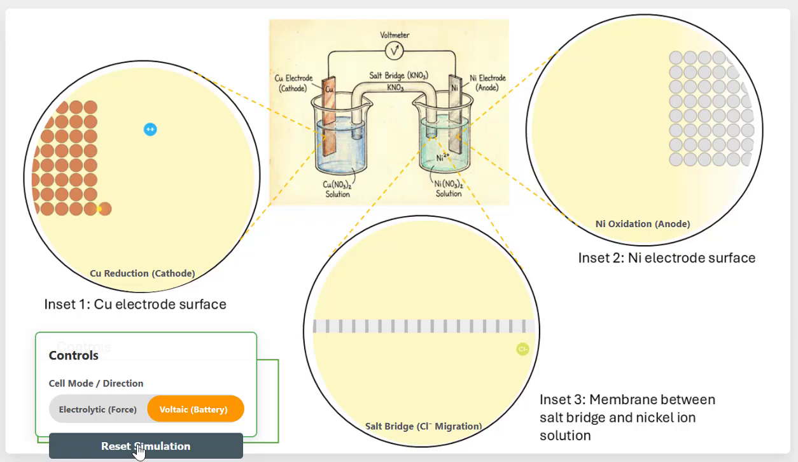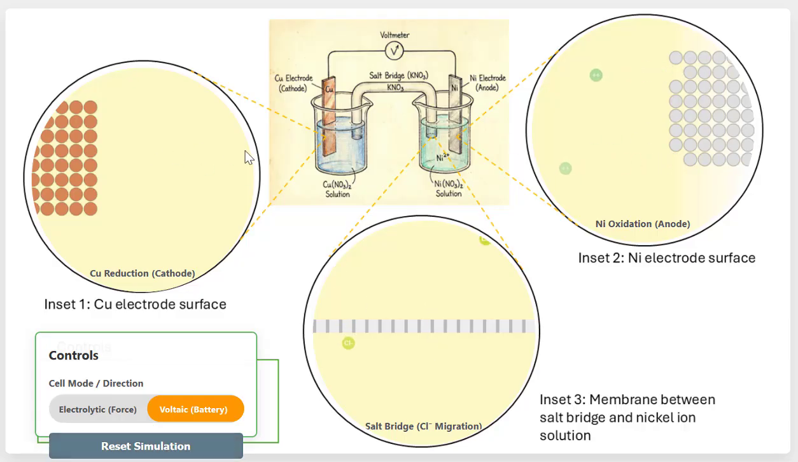It's a quick run through of a copper nickel cell simulator. You can see the basic setup here. There's a copper anode or cathode, depends, we'll see, dipped in some copper nitrate solution. And then there's a nickel electrode dipped in nickel nitrate solution. And right now we're running this as a voltaic battery. We can assume that these electrodes are fresh.